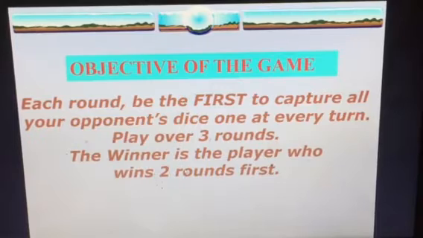So now the objective. Here are the 5 rules to the game. The objective of the game: in each round, you must capture all your opponent's dice. When you capture all the dice, you win one round. The game is played over 3 rounds, so if you can win at least 2 rounds, either 2-0 or 2-1, you win the game.